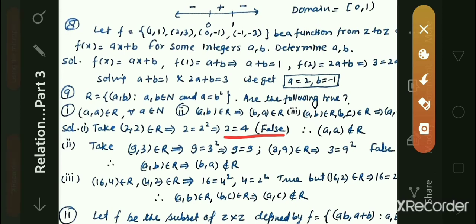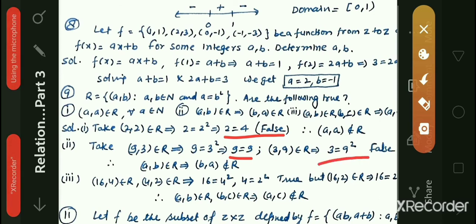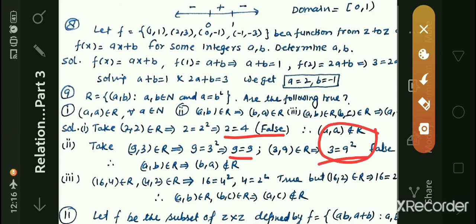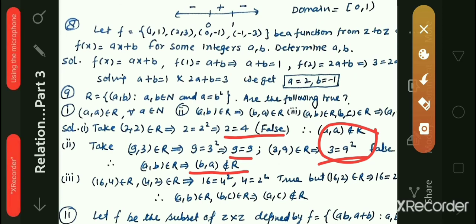Now take another example for the second. Take (9, 3) belongs to R. This will imply 9 is equal to 3 square, that implies 9 is equal to 9. It means this is true. In the second case, if you take (3, 9) belongs to R, it will imply 3 is equal to 9 square, which is false. It means (a, b) belongs to R does not imply (b, a) belongs to R. So this relation is also not true.